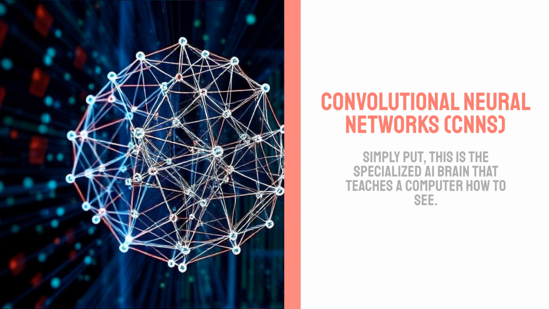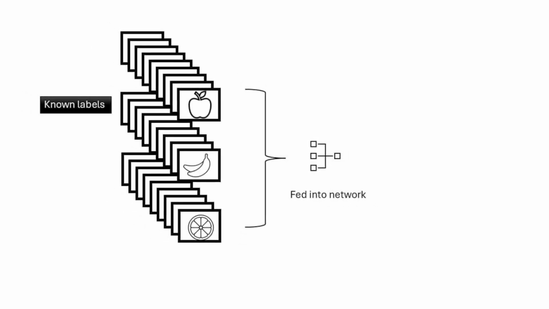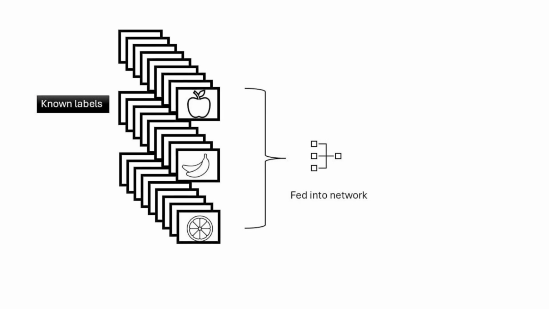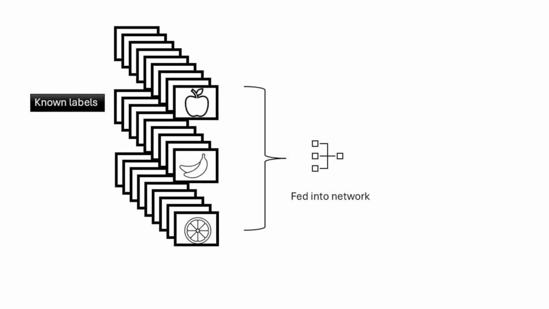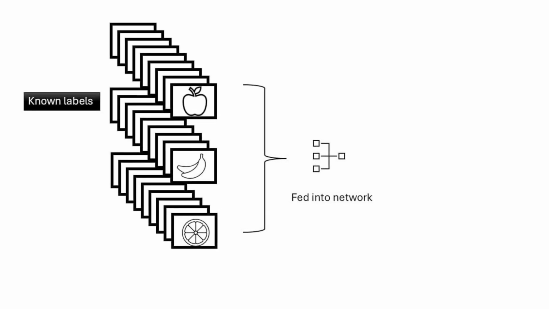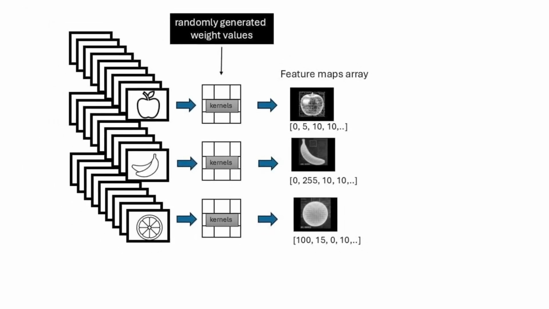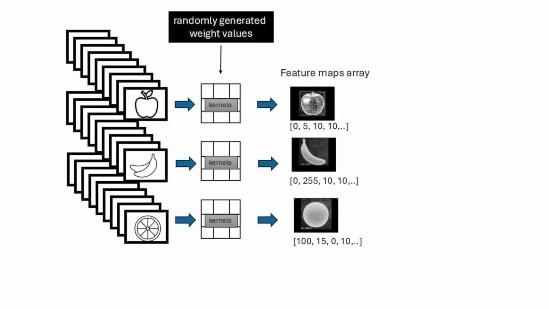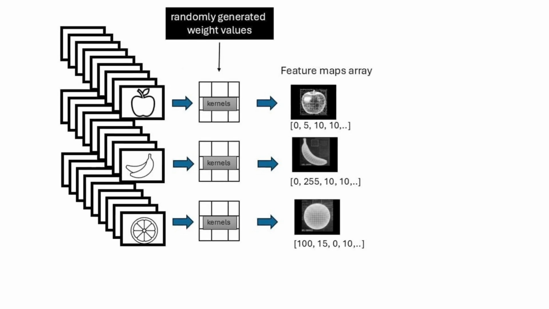Think of it as a step-by-step process where the AI learns to identify an object, say an apple, not by looking at the whole picture, but by breaking it down into simple, recognizable pieces. Images with known labels are fed into the network to train the model. Feature maps are arrays of numeric values generated when filters, kernels, with randomly assigned weights extract features from an image as it passes through the network.